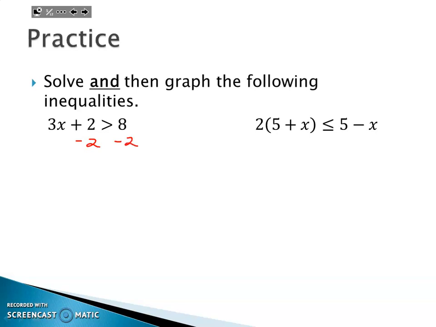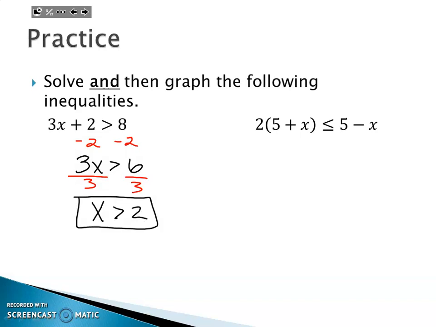I'm going to subtract 2 from both sides. 3x greater than 6. Divide both sides by 3. And that gives me x greater than 2. Divided by a positive 3, nothing has to change. Graph x is greater than 2. The only number I need to see on here is 2. I've got a greater than sign, so that is an open circle, and greater than would be shaded over here to the right.